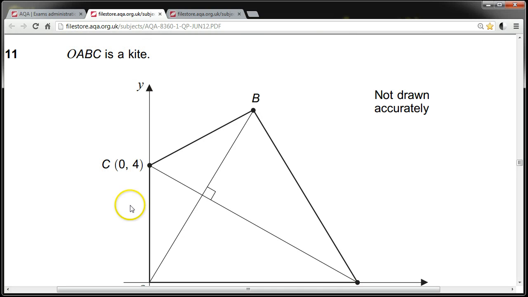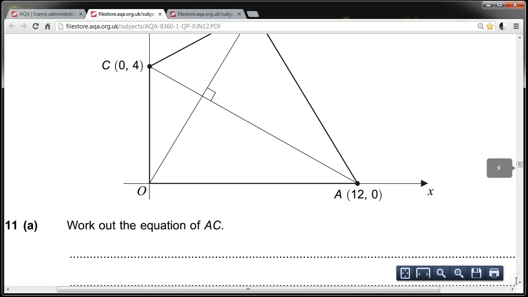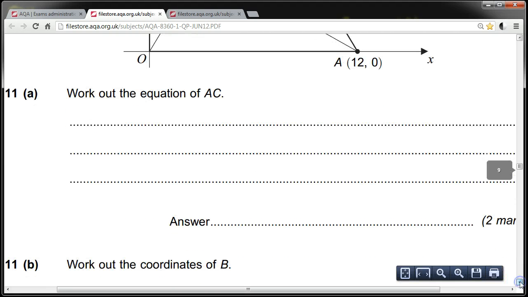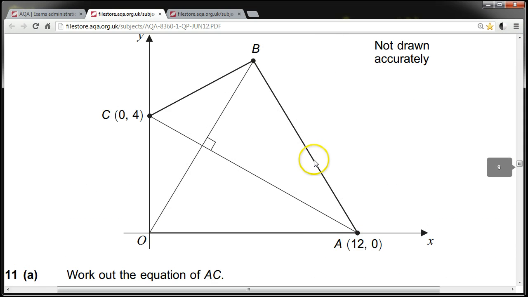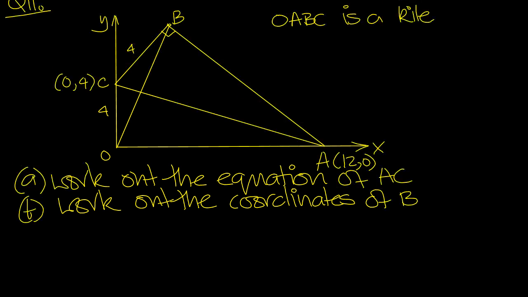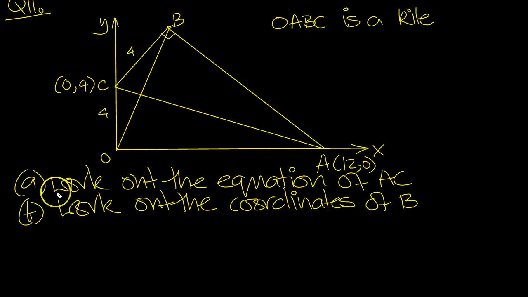OABC is a kite. Work out the equation of AC. And work out the coordinates of B. Okay, work out the equation AC and work out the coordinates of the point B. Right, so that's what we've got then. Here's our problem. Just tidy it up. Okay, here it is. There's a kite, and we need to find out these two things. Let's have a look at it then.